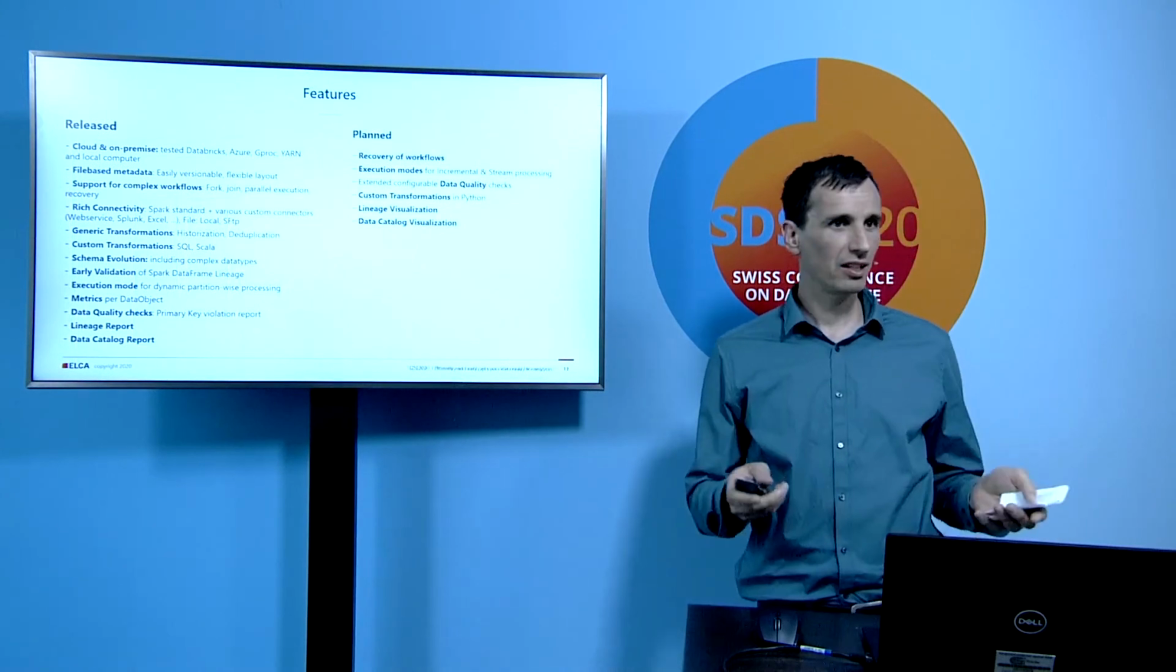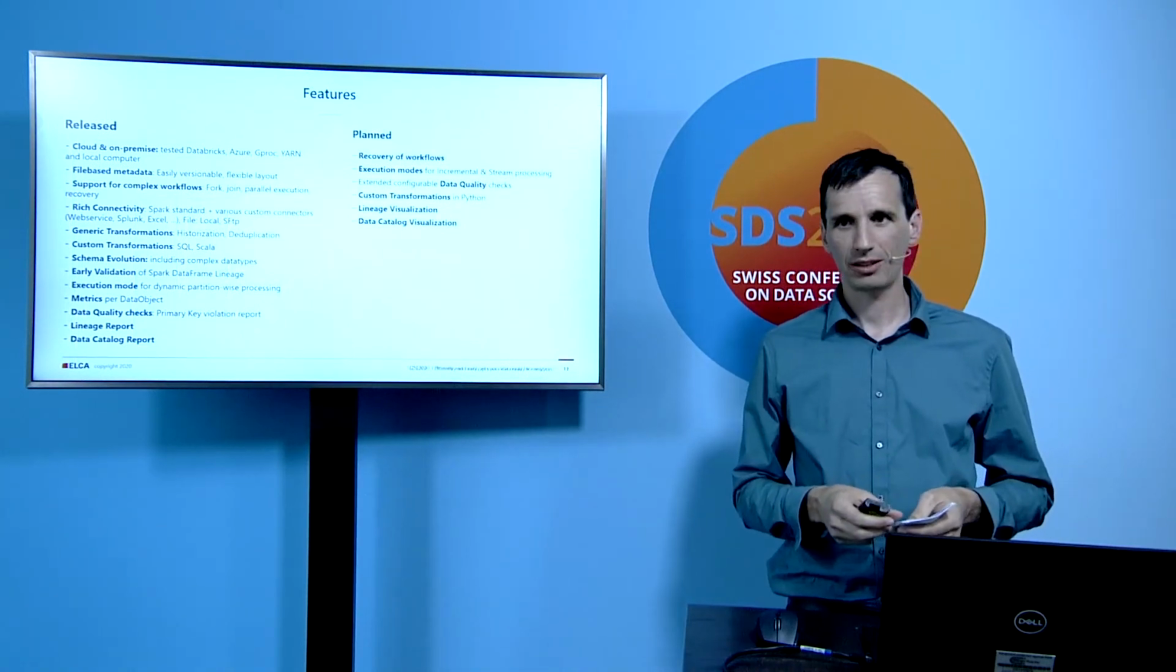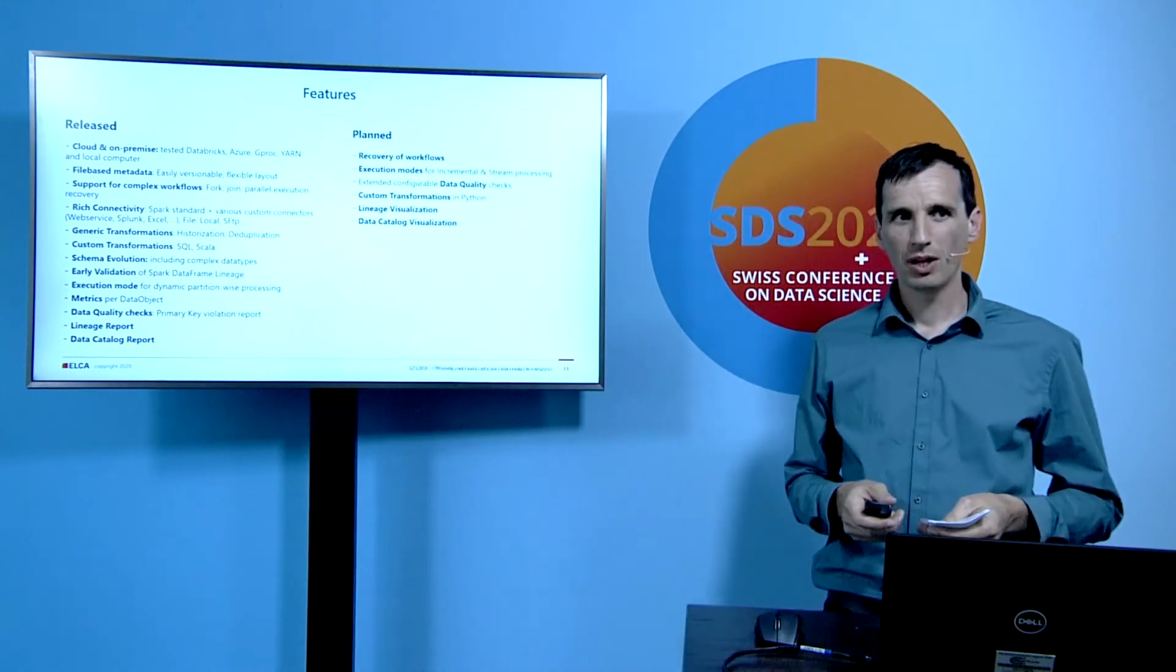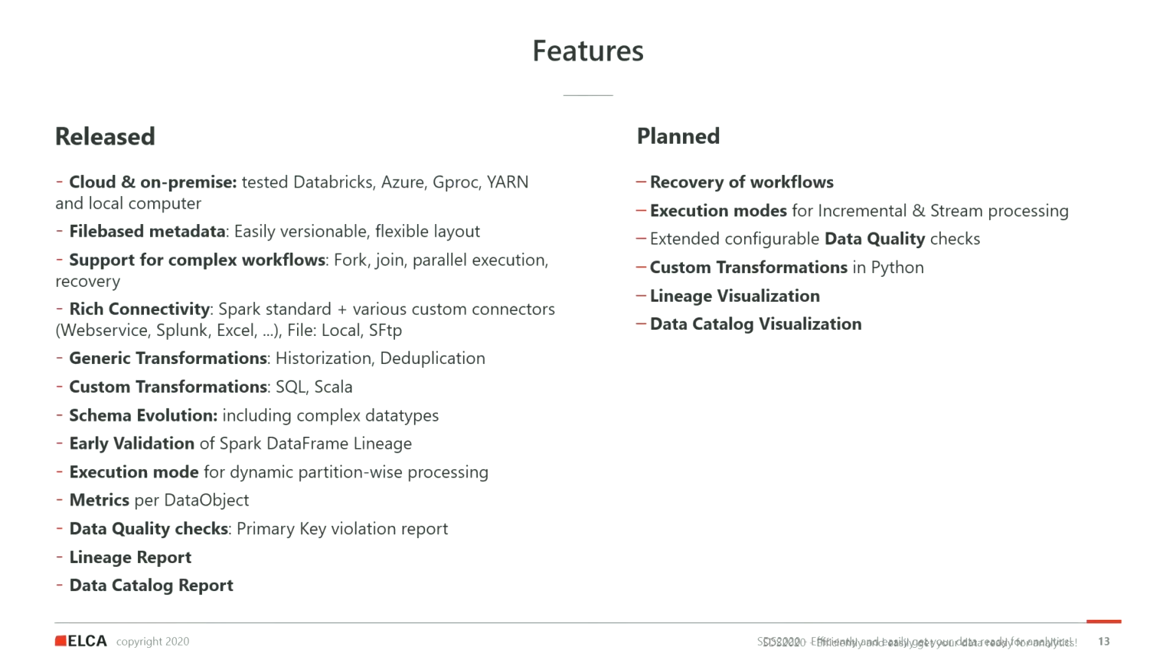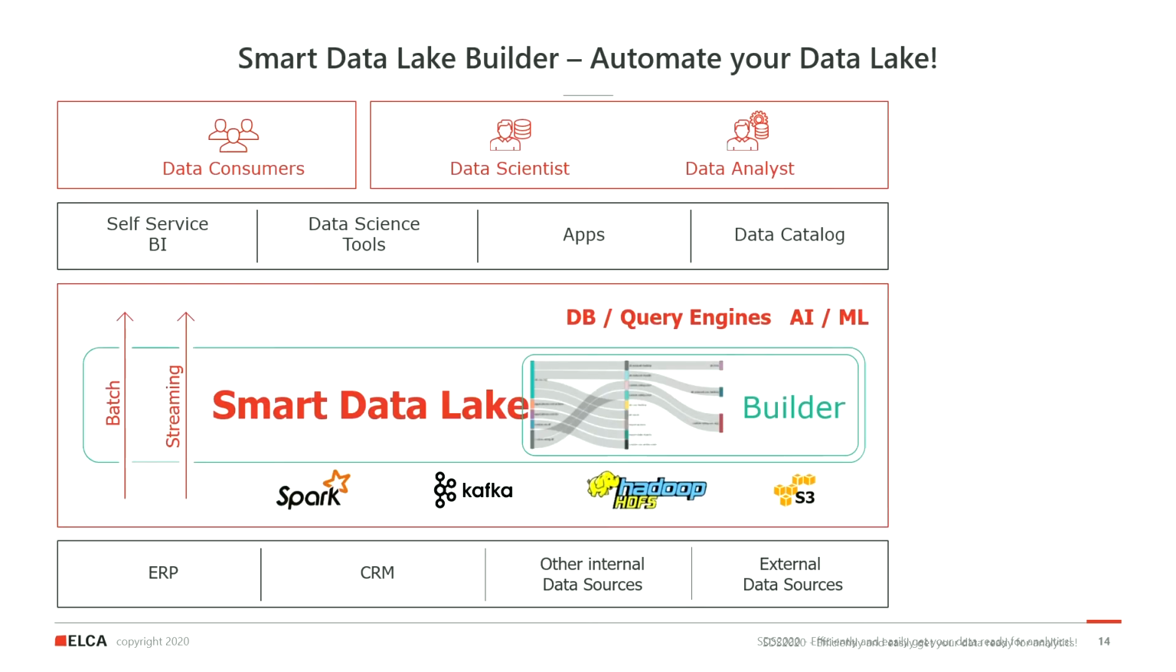We couldn't show all the features Smart Data Lake Builder supports in this short demo. There are some interesting things like schema evolution for complex types or early validation. So if you reference a column at the end of your data pipeline which doesn't exist, it fails early. We're also working on integrating Python, so you can define your transformations in Python, or a dedicated action so you can run your machine learning models directly.